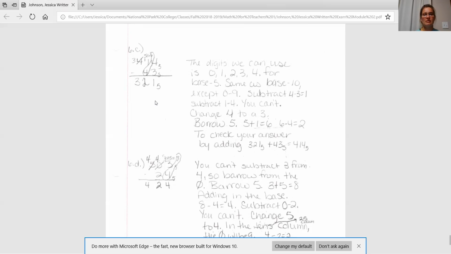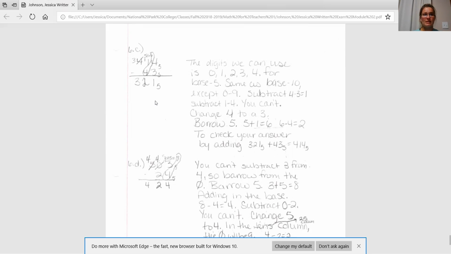It's a little hard to get the concept at first, but once you get it, it's smooth sailing after that. And again, you can only use 0 through 4. So you take 4 minus 3. 4 minus 3 equals 1. So you're good with that number. Move to the next column. You cannot take 4 away from 1. So you will need to borrow from the 4, change it to a 3, and you're going to borrow 5. So 5 plus 1 equals 6. And then you're going to take 6 minus 4 equals 2. And then you're going to drop your 3 down.